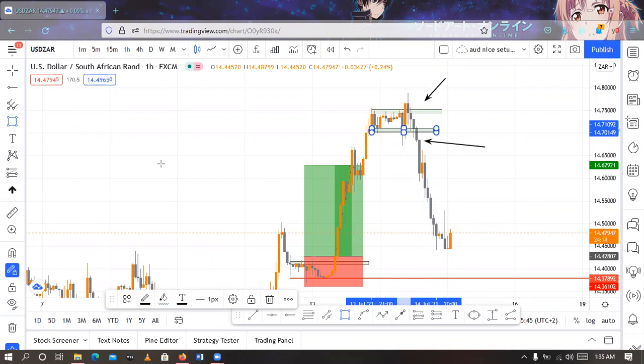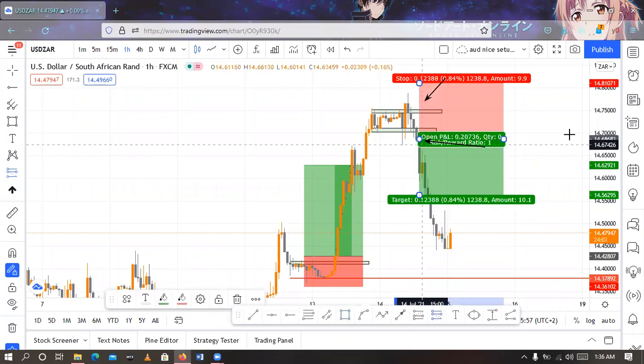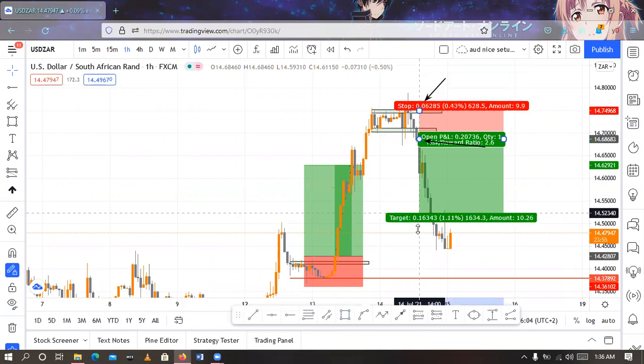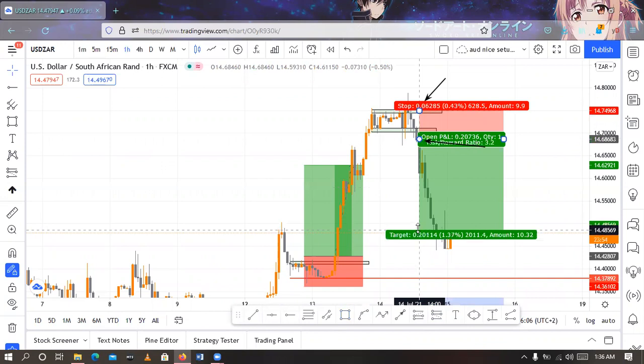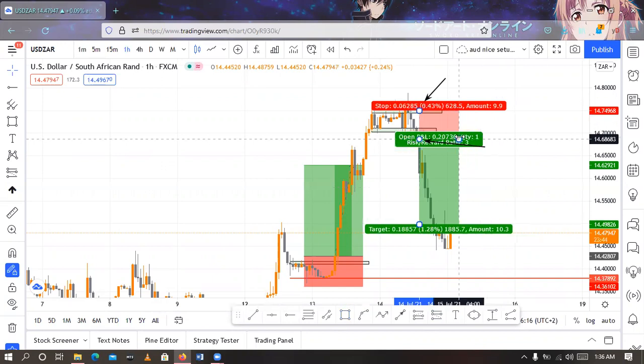Now, in order for you to get these kinds of possible trades, you have to be patient enough to wait for the candle to close. Now, giving you that confident candle, confident momentum, showing you that, yes, I am now in a bearish move.